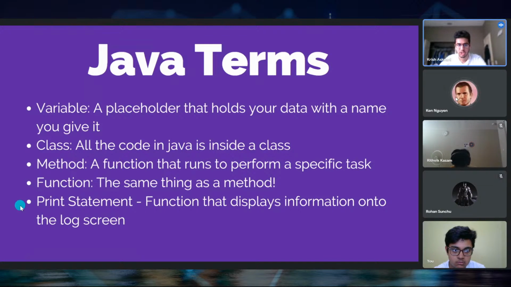And then we have a print statement. A print statement is something that displays information onto the log screen. And the log screen is not the actual app itself. It's a developer console that only you, as the developer, can see, for testing and debugging purposes. This will make more sense later when we actually start using it.